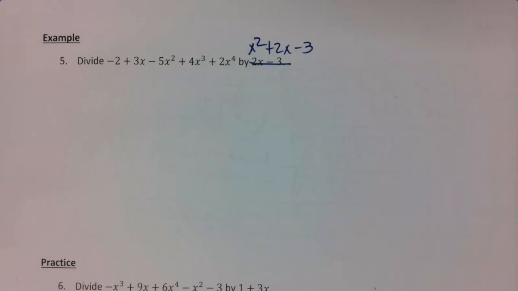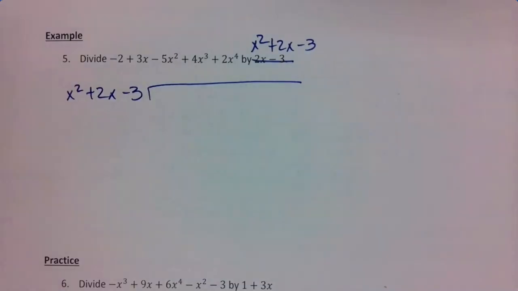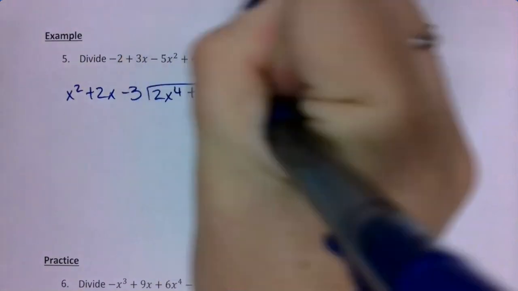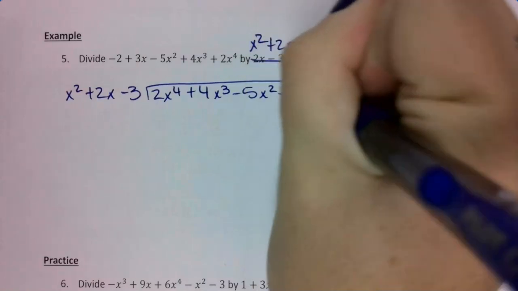Okay, so then I want to go ahead and divide, but in order to do this, I'm going to write my divisor out front, like normal. Notice what I'm dividing isn't in standard form, so it's not highest exponent to lowest. I want to go ahead and rewrite it so it is. So I'm going to have 2x to the 4th plus 4x cubed minus 5x squared plus 3x minus 2.